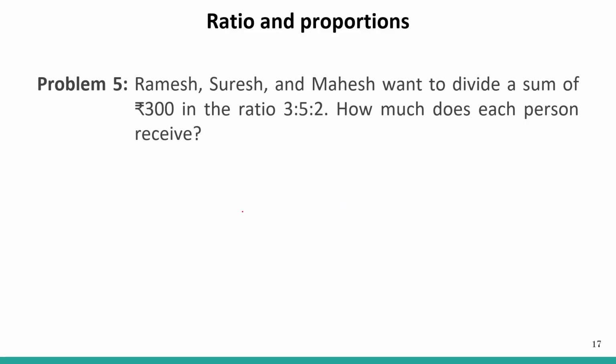So let's see problem number 5. Ramesh, Suresh and Mahesh want to divide a sum of 300 in the ratio 3:5:2. How much does each person receive?